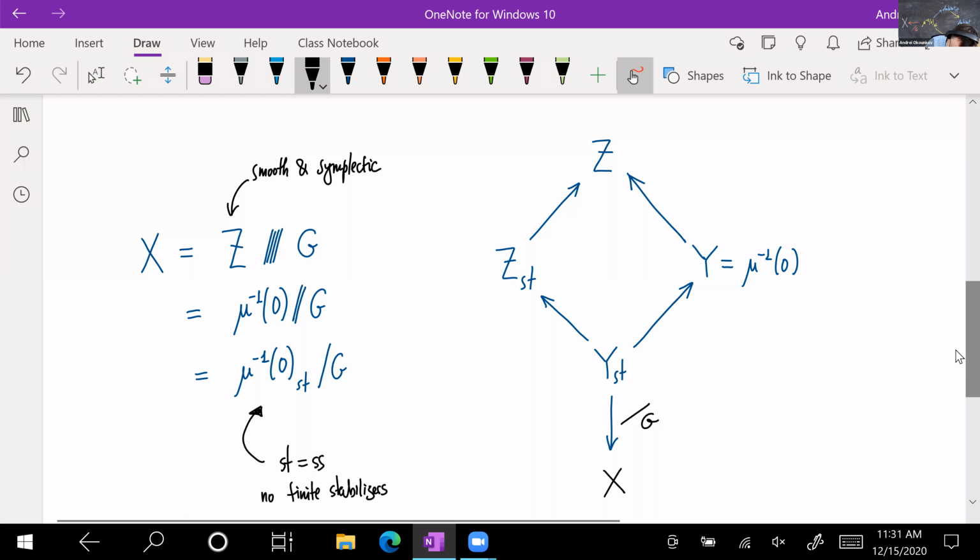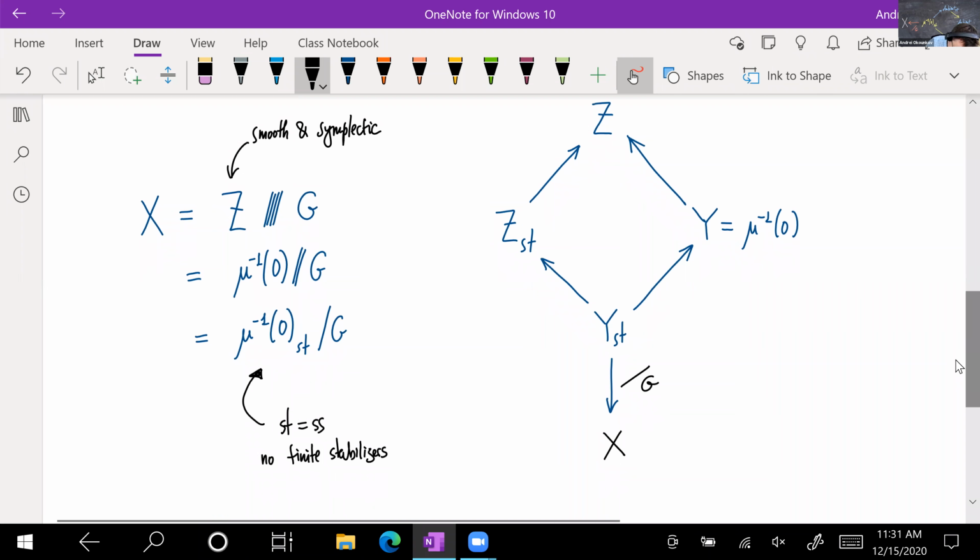So if we denote the preimage of the zero set of the moment map by Y, and the ambient space by Z, there's the same diagram behind me. Then we have this kind of diamond of inclusions. There is the stable part in Z, and there's the ambient space. There's a zero locus of the moment map, and there's a stable part.